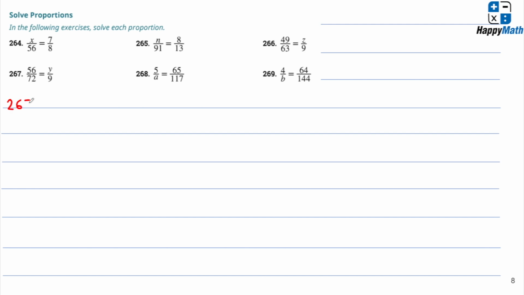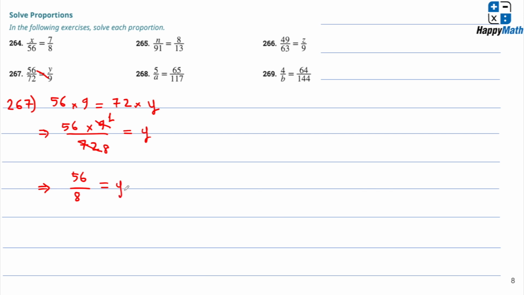And 267, you got 56 will multiply 9 equal to 72 multiply y. Okay, 56 times 9 over 72 equal to y. And simplify 9 and 72, you get here 8 and here 1. 56 divided by 8 equal to y, so we get here 7.